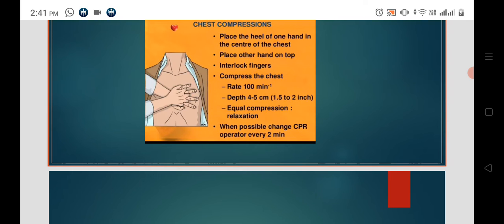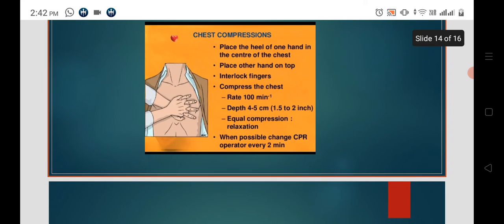And then equal compressions and relaxations. What do you mean by equal compressions and relaxations? It means however much you are compressing, that much you need to relax again. If you are pressing 4 to 5 centimeters down, then it should come 4 to 5 centimeters upward. That is the relaxation. Equal compressions and relaxations are necessary while doing the compressions. If possible, you can operate the CPR with two operators, so you can exchange with the other person every 2 minutes.